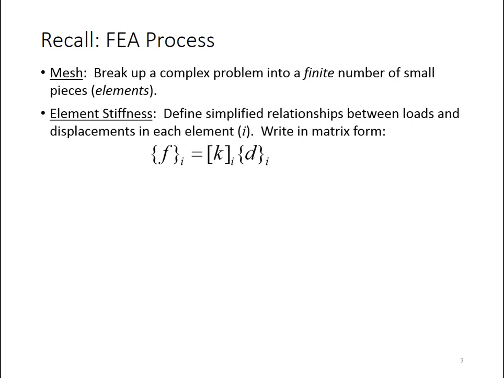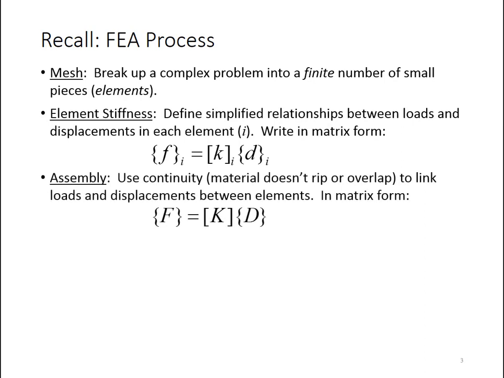We're not going to look at displacement throughout the element. We're actually going to look at specific locations in the element. We call them nodes. So a matrix form of that equation is F equals KD. Once you've done this for every single element in your structure, you then need to use continuity equations, equations that ensure that the material doesn't rip or overlap, in order to link the loads and displacements between the elements. We'll go through this a little bit later, but what happens is we end up with a larger system of equations represented by a global stiffness matrix, a global set of displacements at nodes, and a global set of forces at nodes.